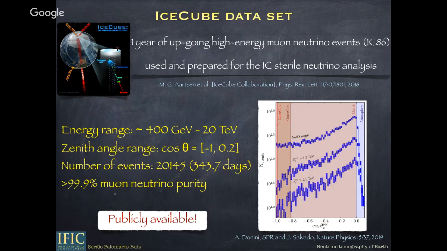And on the right plot here, I'm showing you the number of events as a function of the cosine of the zenith angle. The top histogram is just the full sample. And then we select here higher and higher energy samples. And as you can see, this part here, on the left, is for neutrinos crossing the core.